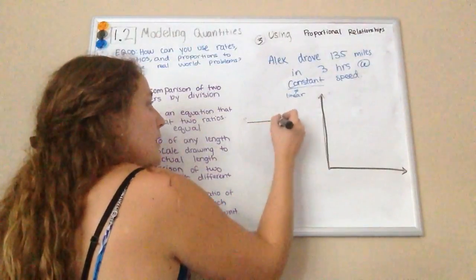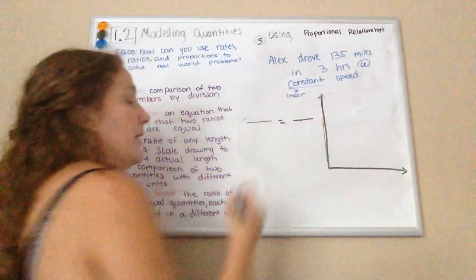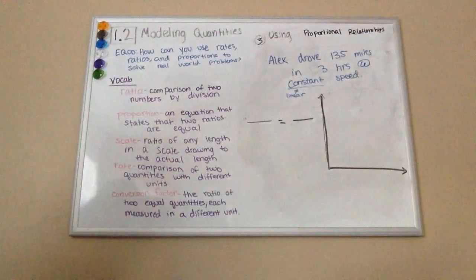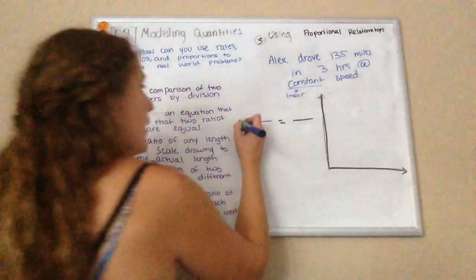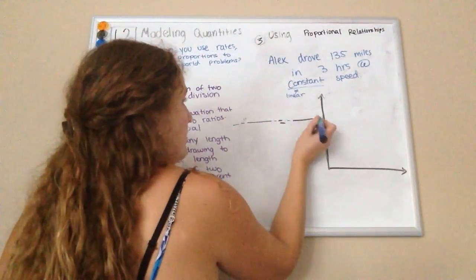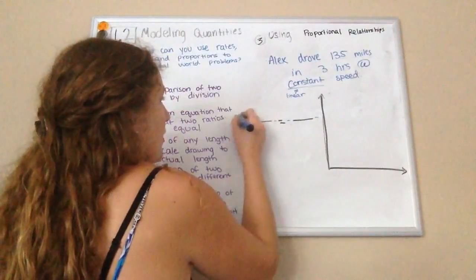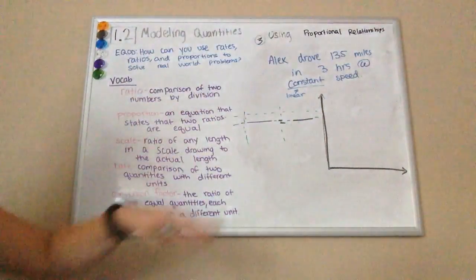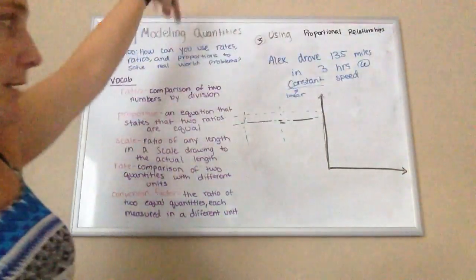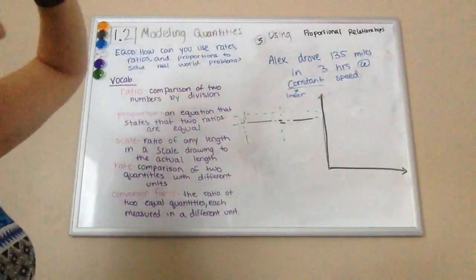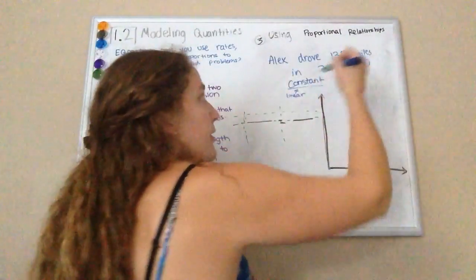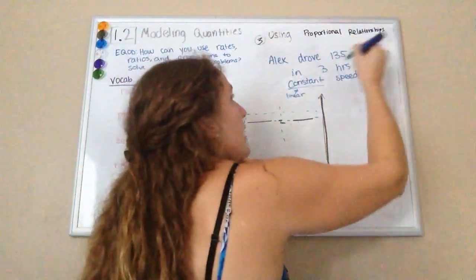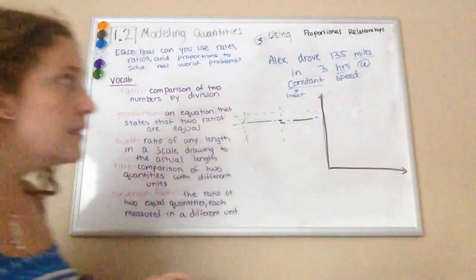So blank over blank equal to blank over blank. And we're going to set up our rows and columns again. So we're going to set up these rows and columns, and we're going to figure out what's going to go in those rows, what's going to go in those columns. So let's think about what's happening here. We've got miles and we've got hours. So we've definitely got two different units.